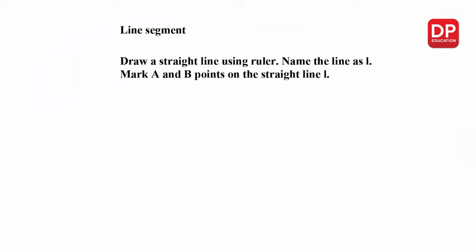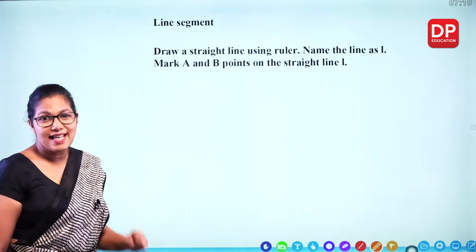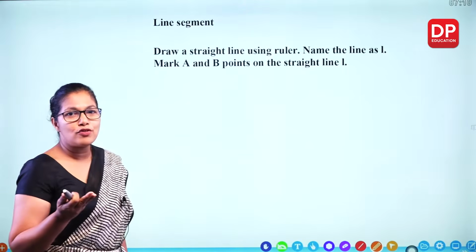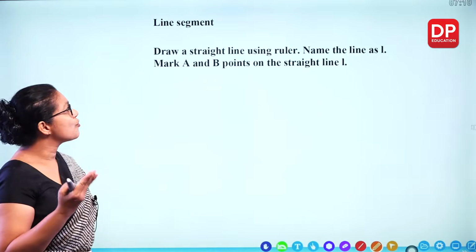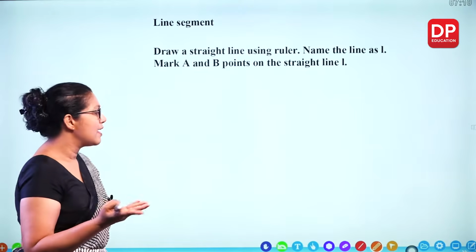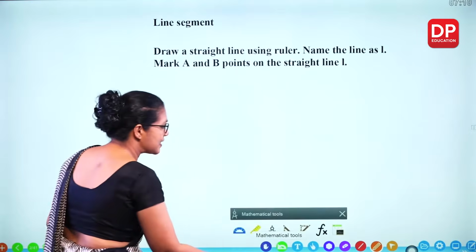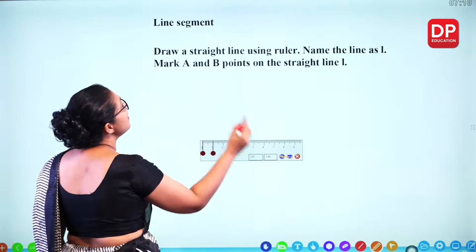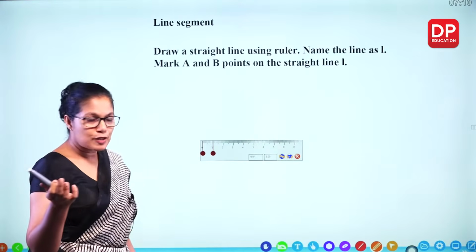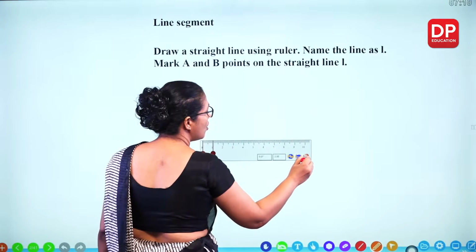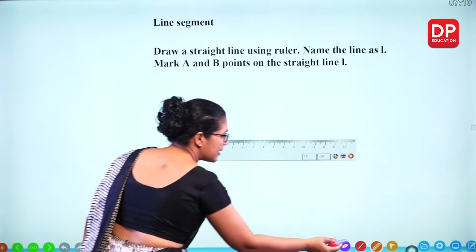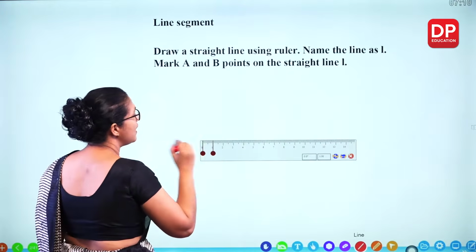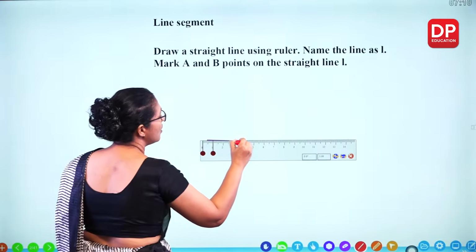Before we start, we need to know what is a line segment. Look at this one. Draw a straight line using a ruler. When you want to draw a straight line, you have to take the ruler in your geometry set. Any straight line means the length is not specified. You can take any length and draw a line.